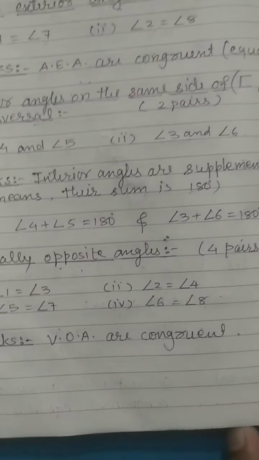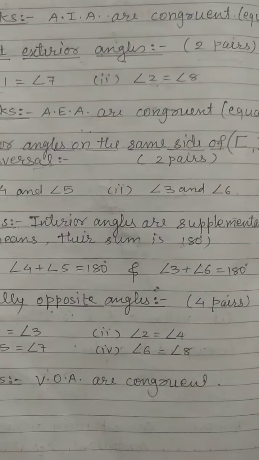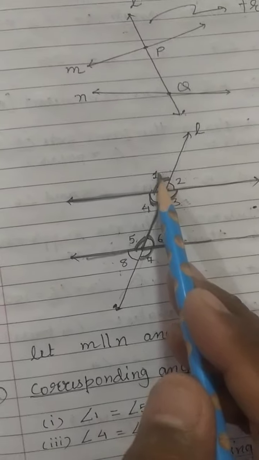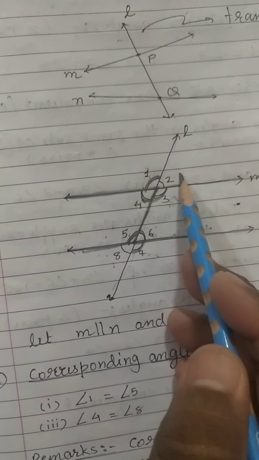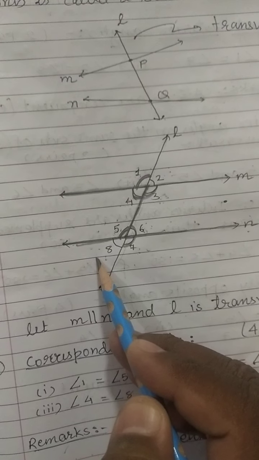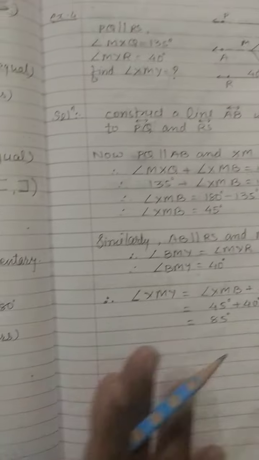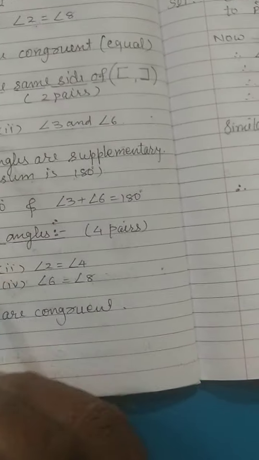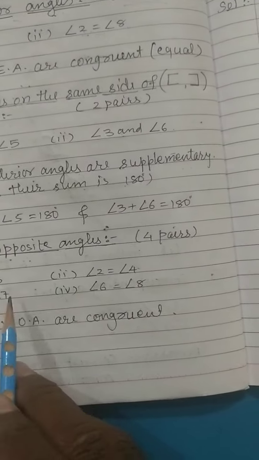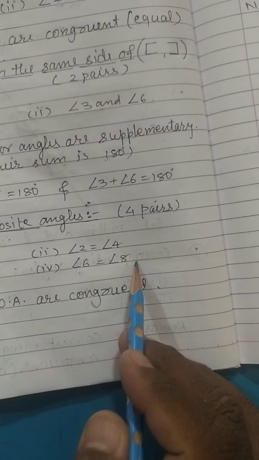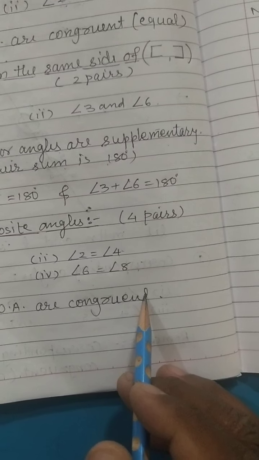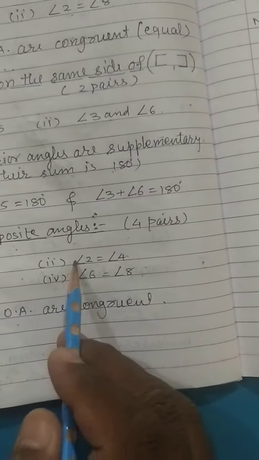Right? Okay. Vertically opposite angles, 4 pairs are formed. You can check vertically opposite: 1 and 3, 2 and 4, 5 and 7, 6 and 8. Right? So these are called pairs of vertically opposite angles. You can check here. Angle 1, angle 3, angle 2, angle 4, angle 5, angle 7, angle 6, angle 8. Vertically opposite angles are also congruent. Right? Okay. Congruent means their measurements are equal.